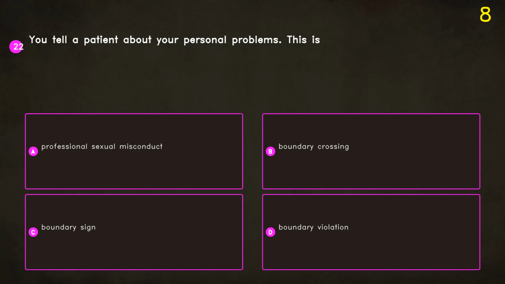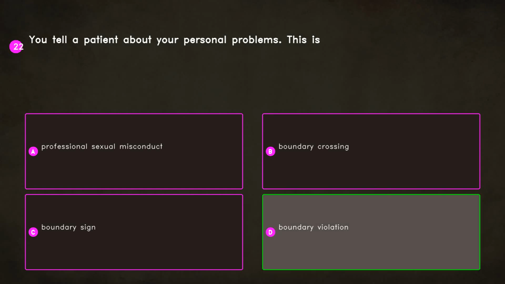Question 22. You tell a patient about your personal problems. This is A. Professional sexual misconduct. B. Boundary crossing. C. Boundary sign. D. Boundary violation. The correct answer is boundary crossing.